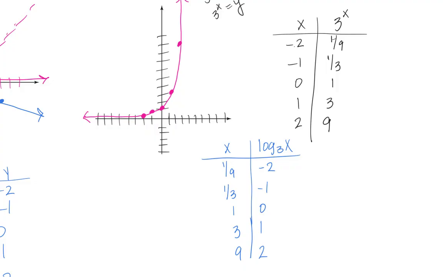So now we're going to go over 1/9 and go down to -2. Go over 1/3 and down to -1. 1, 0. 3, 1. And 9, 2. It's about like so, and there you go. And we know that the line y equals x is the line of reflection, so they should just be mirror images of each other over that line.